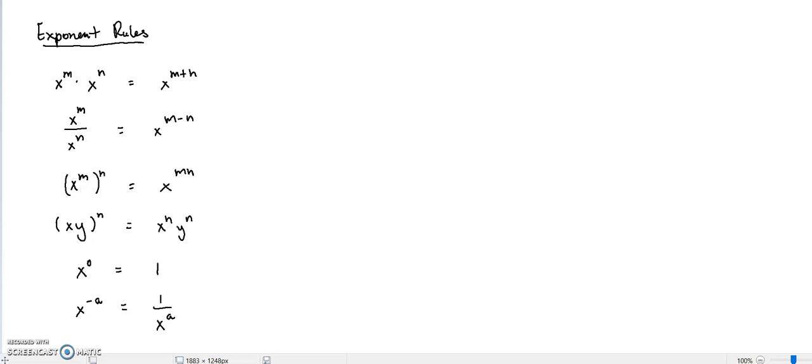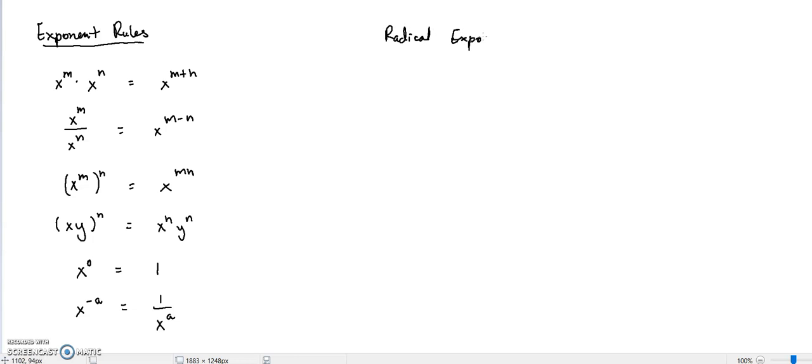Okay, in this video we're going to do a little more with radical exponents, and I left up the exponent rules that we talked about in the last video. So if you haven't watched that one, you want to go back and watch that one. So we're looking at radical exponents again.